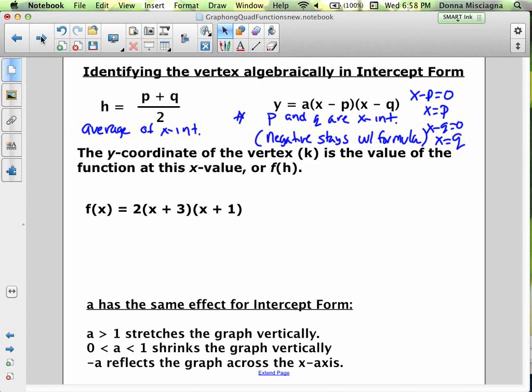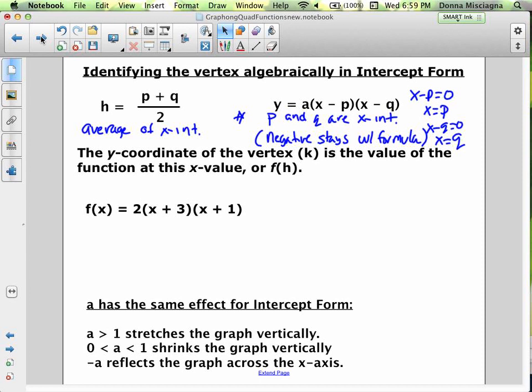Right? So the x-coordinate of the vertex, you're going to find by taking your two x-intercepts. So p and q, those are the x-intercepts. (x minus p) and (x minus q) are the factors. If I want to find the x-intercept, we just take our factors, set them equal to 0, and then solve for x. So the two factors are x minus p and x minus q. For the x-intercept, we take x minus p, set it equal to 0. So x equals p, that's an x-intercept.